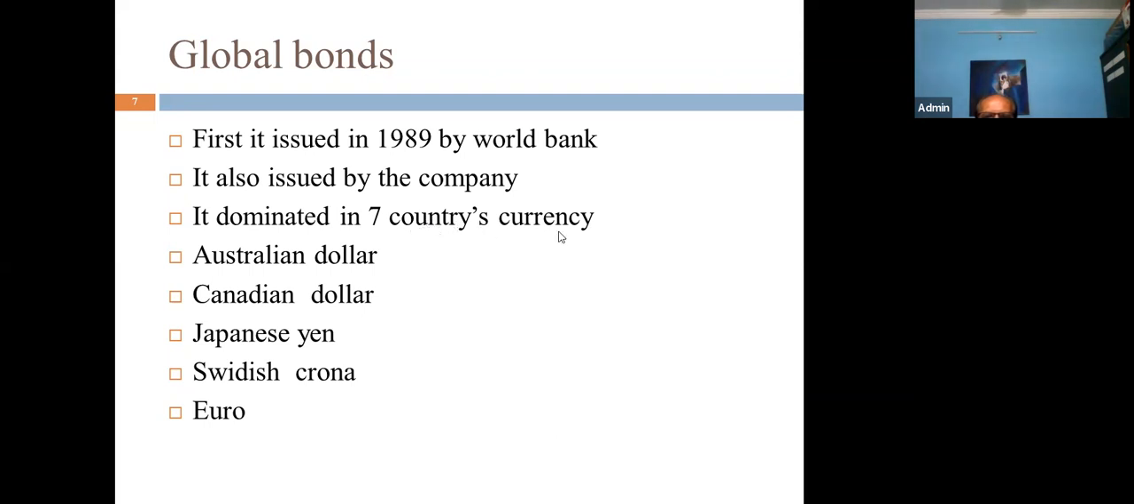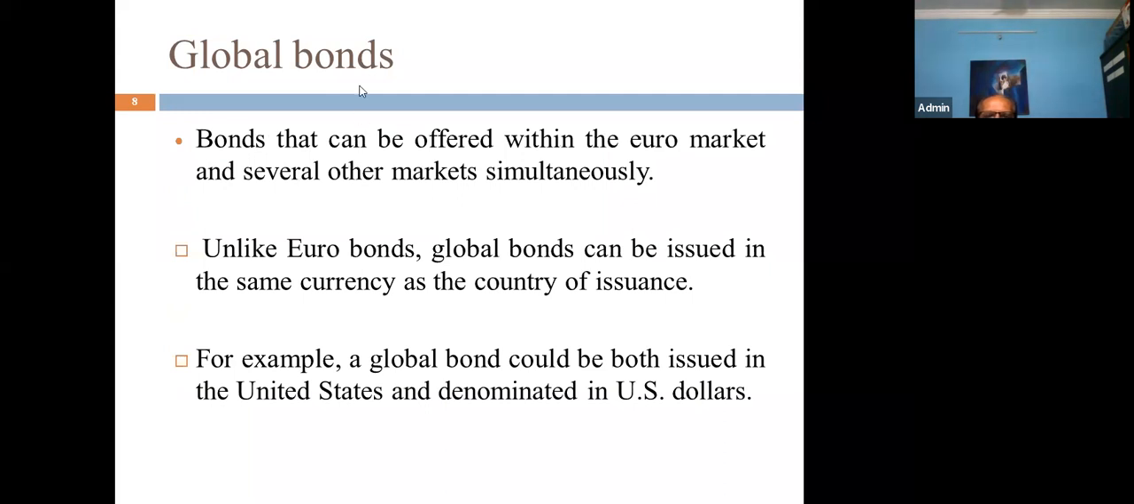So, different countries' currencies. As I mentioned here, the Australian dollar, Canadian dollar, Japanese yen, Swedish krona, euro. I have listed some currencies. Then the next feature of global bonds: bonds that can be offered within the euro market and several other markets simultaneously.